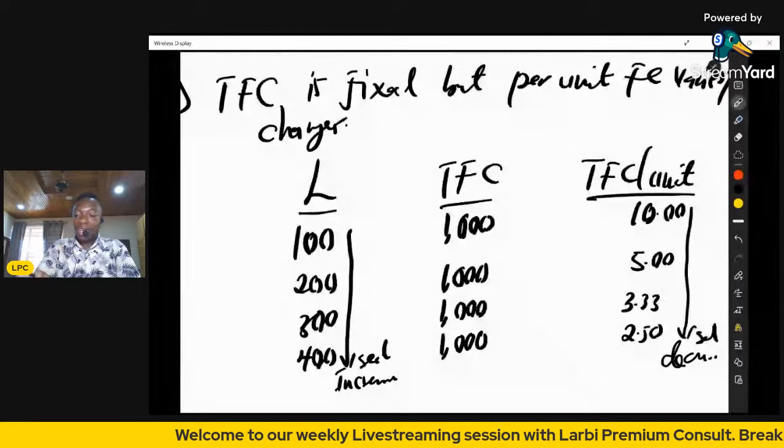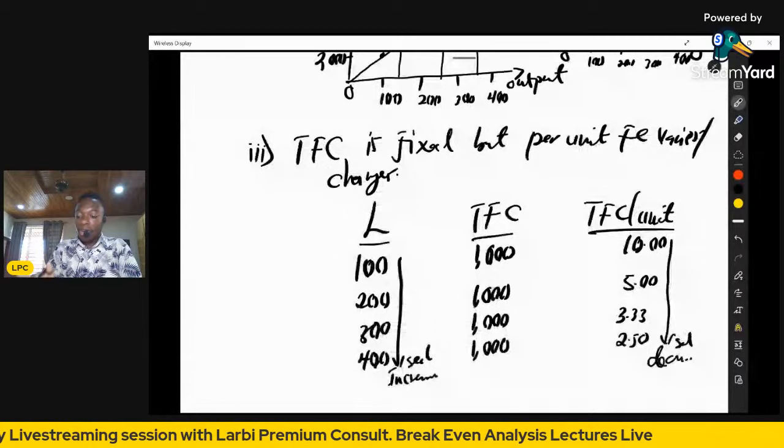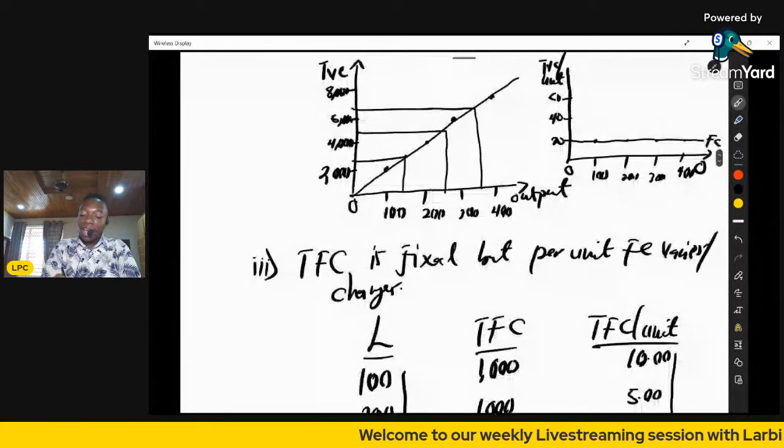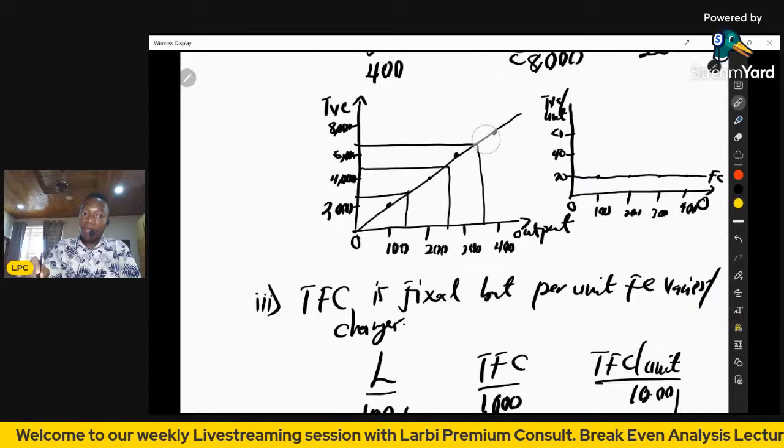You can illustrate this using a graph, and you can clearly see that fixed cost will give you a straight line, like the total variable cost. And then the fixed cost per unit will give you a curve like this curve that you can see clearly here, an downward curve. So it can be a typical MCQ or an objective question.